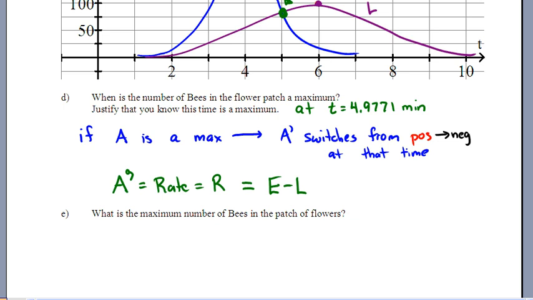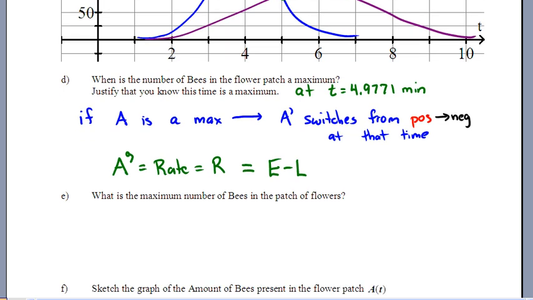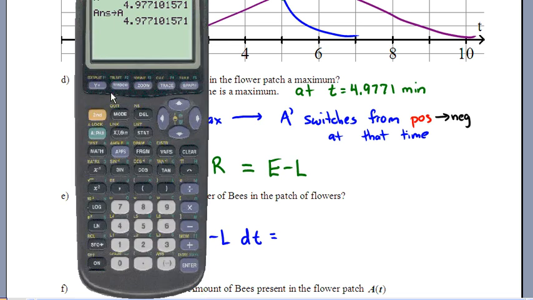Part E says, okay, well, what is that maximum number of bees? Okay, well, if you want to know the maximum number of bees, then what we should do is we should integrate. Remember, there are no bees in there at the beginning, right? So the amount in there at that time, 4.9771, there are no bees in there at the beginning. And then I'm going to integrate from 0 to 4.9771. I'm going to integrate the entering function minus the leaving function, dt. I can actually do those separately even if I want to, right? It's actually kind of neat to see.